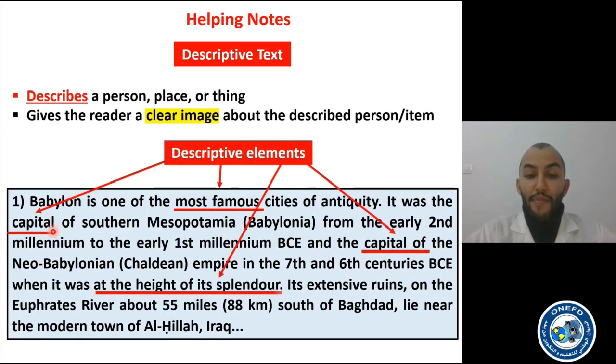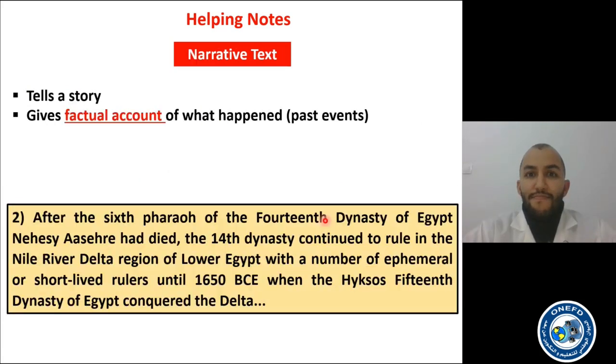Yeah, so we have the capital, most famous capital of, at the height of its splendor and extensive ruins. That's okay? All right, so look at these adjectives, famous, extensive, they are describing. Okay, now let's see the narrative text.